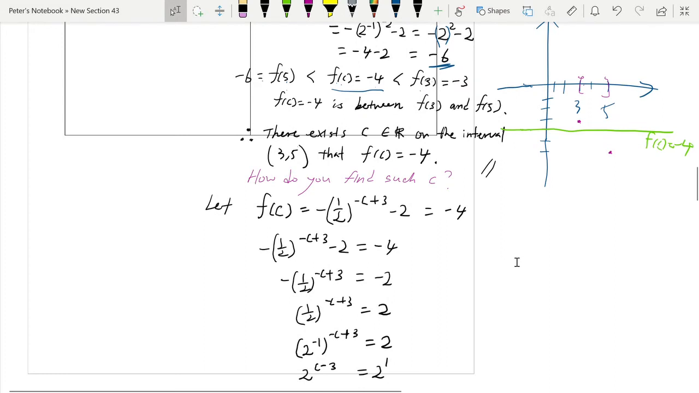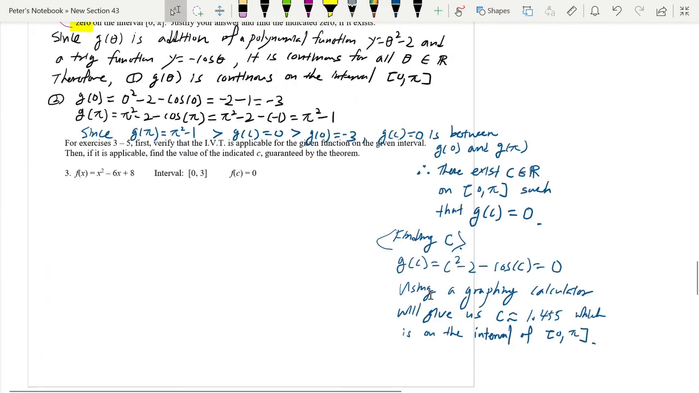It's not something new. You folks already know how to do it. In this case, it's really easy to find that. It's not always easy. You might have to use a graphing calculator, as we'll see in this number 2 case.